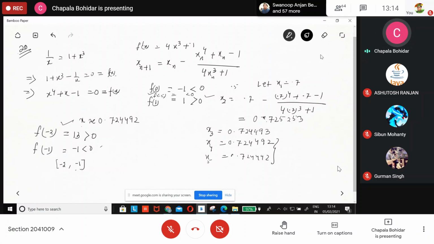Again I am writing here x2 is equal to, by considering the value here x1. What we want to consider as the x1? Let us assume that x1 is equal to -1.5. What you are getting? Check here by the help of calculator. 2.5625.